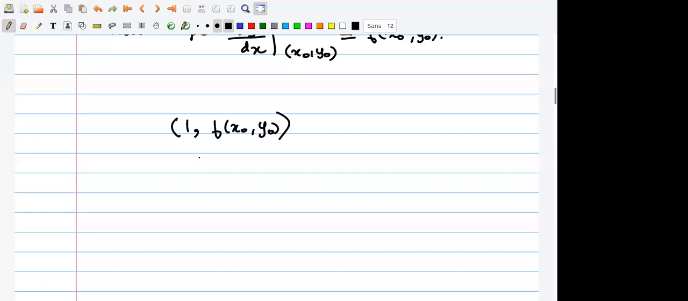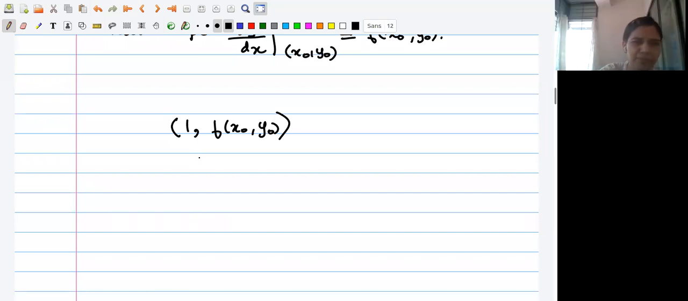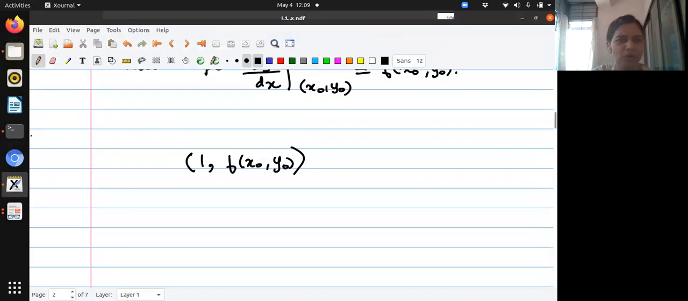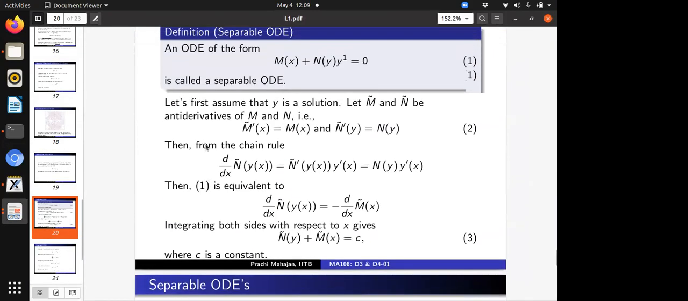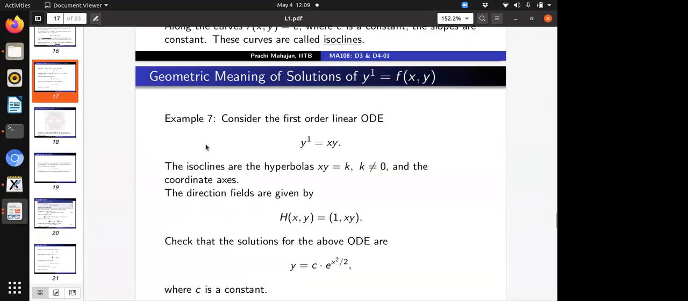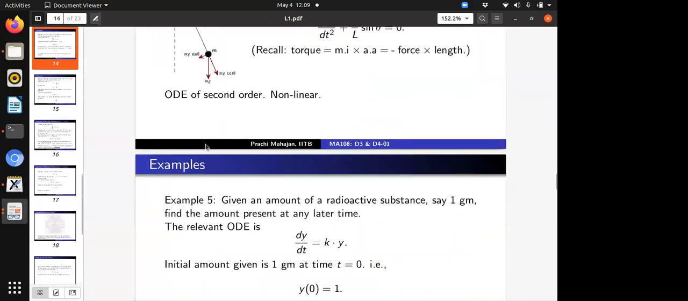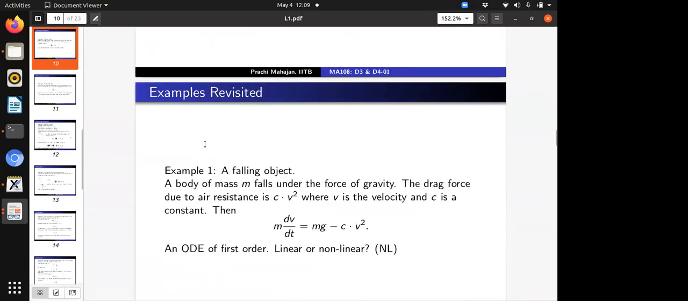Hello, ma'am. Yes, please, go ahead. Ma'am, can you please explain once again how to identify linear and non-linear differential equations? Yes, I will be happy to. Let me just pull out my slides. Give me a minute. So here it is.